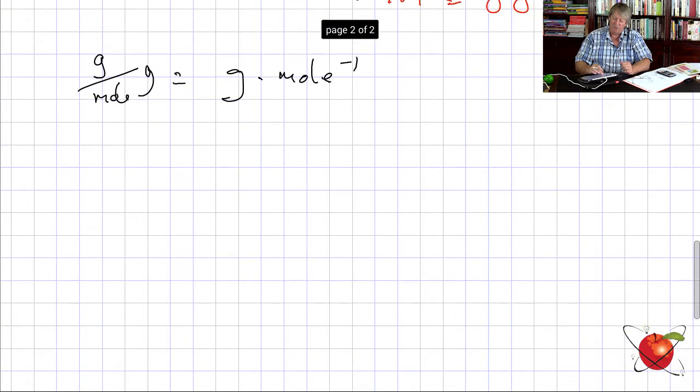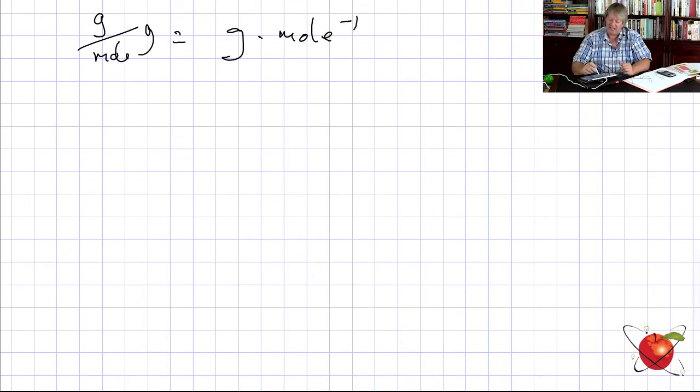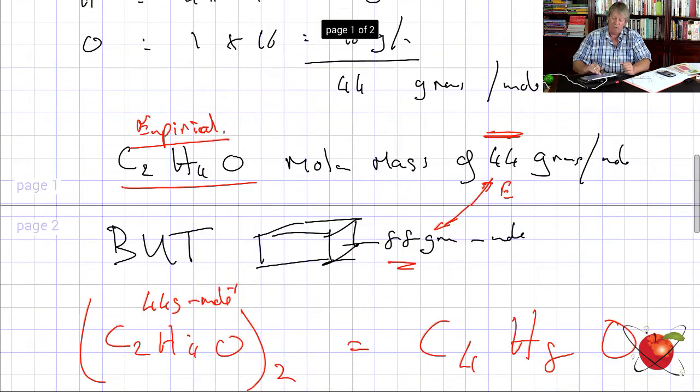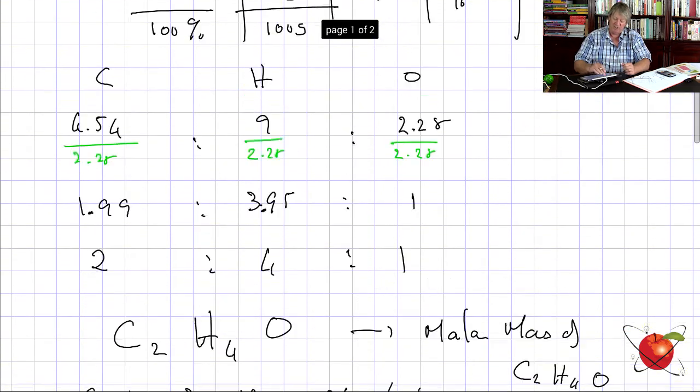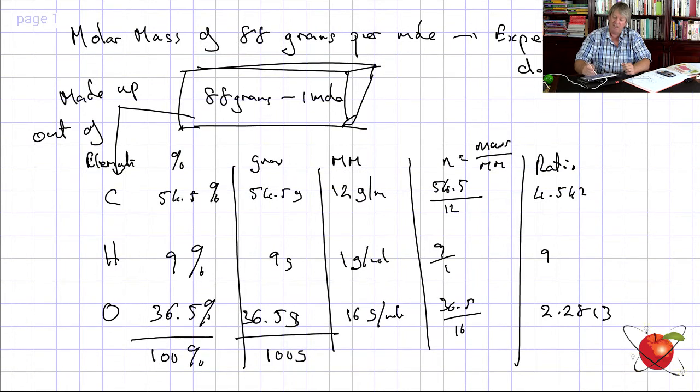So what do we do? Well, we do exactly what we did before. We've got our percentages. We write down the elements. Let's just go through the process. We write down the elements, all of the ones they tell us that it's made up of. Then we write down the percentages that they tell us. This is the same as doing the empirical formula.